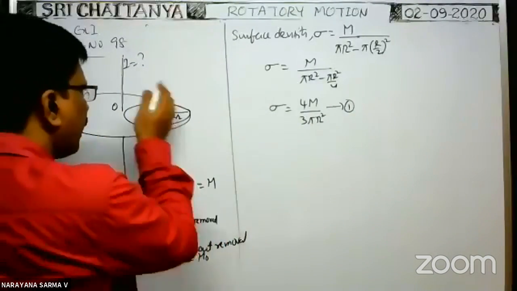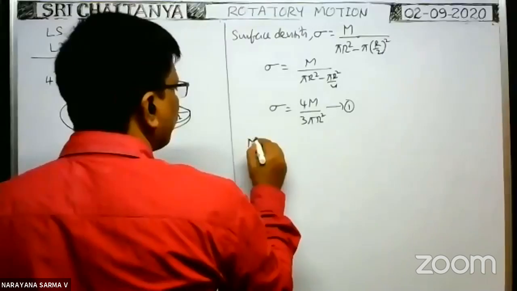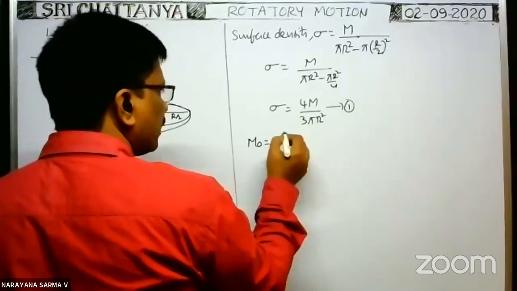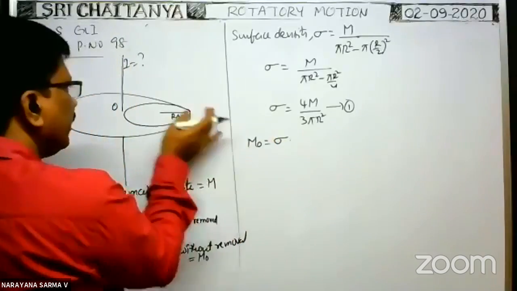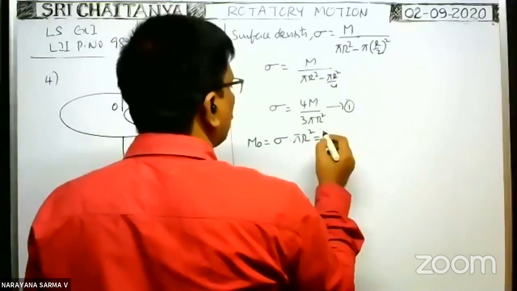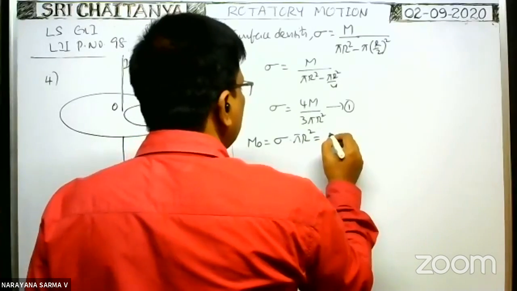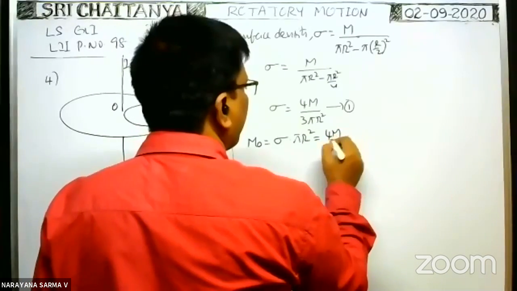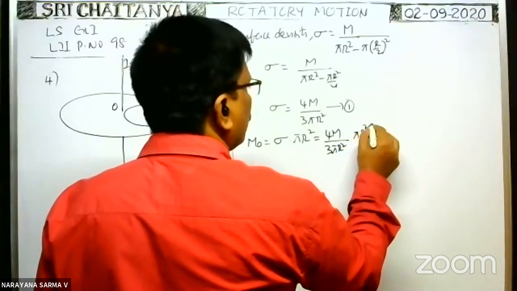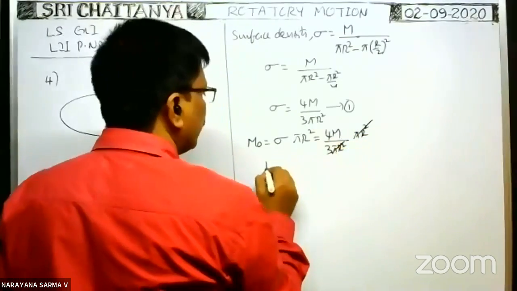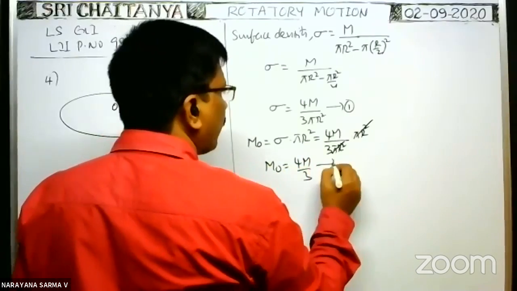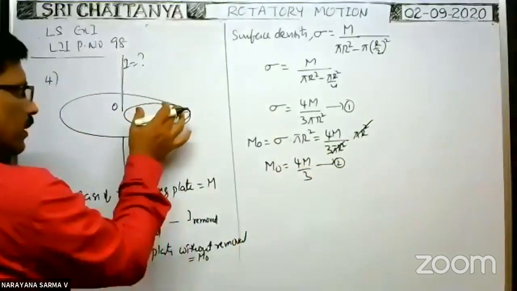Therefore, what is the mass of the entire circular plate? Mass of the entire circular plate m0 is equal to surface density, that means mass per unit area, into the area of the entire disc, which is pi r square. That is equal to sigma, that is 4m by 3 pi r square, into pi r square. So pi r square cancels. Therefore, m0 is equal to 4m by 3. It is the mass of the entire disc before this part is removed.